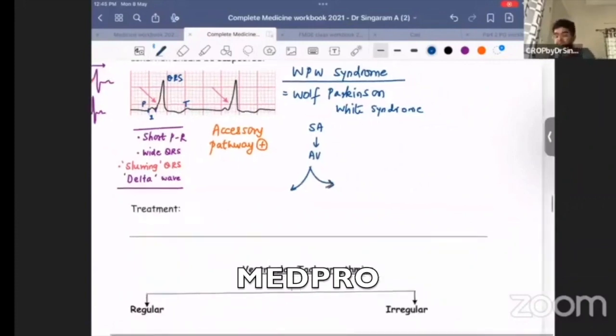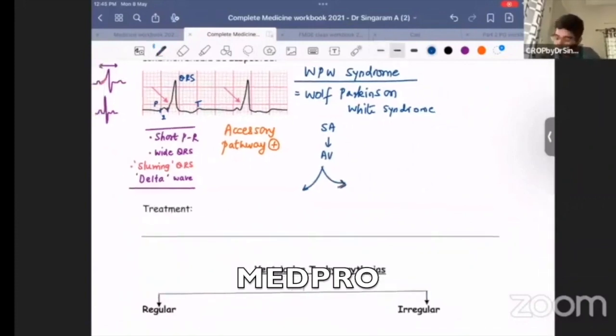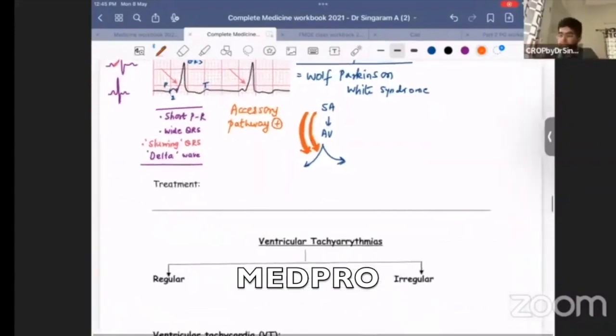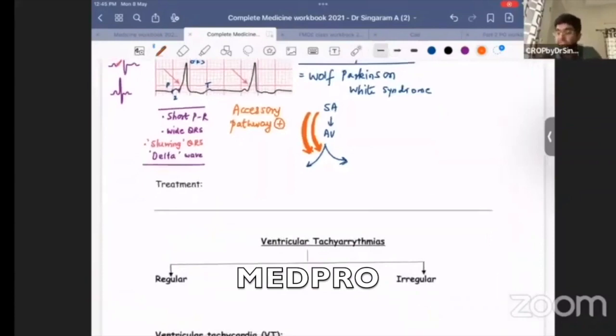Now, what happens in the accessory pathway? It would be something like this. From the SA node, directly, there will be connections to the ventricles like this. See, this is the ventricle area. From the SA node, you will have some additional fibers which are connecting directly to the ventricle, bypassing the AV node. Any idea what do you call these accessory pathways, or these fibers? This is what we call the bundle of Kent.